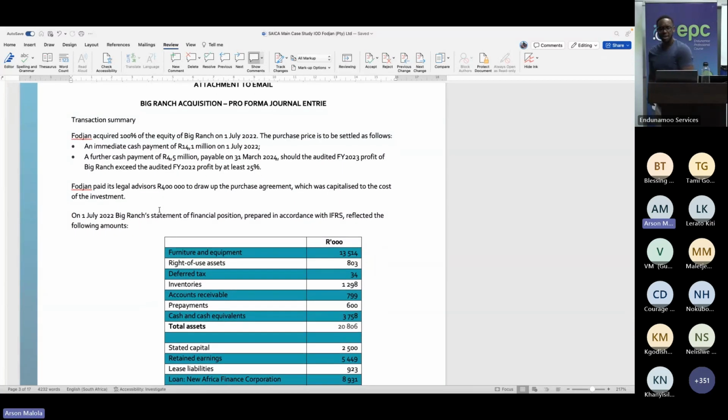An immediate cash payment of 14.1 million on the 1st of July 2021. Okay, cool. Cash payment 14.1, but hang on, the number is different to what I saw as an investment. So what are you doing now? This is practically what Kamogelo said. You're linking the information together. You're combining what you saw in the PRI with what you're seeing in the IOD.